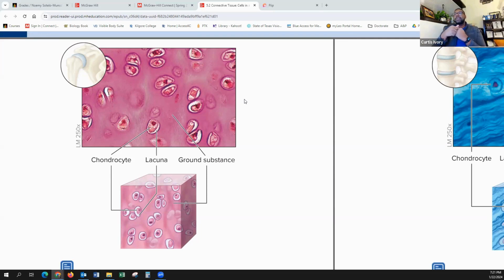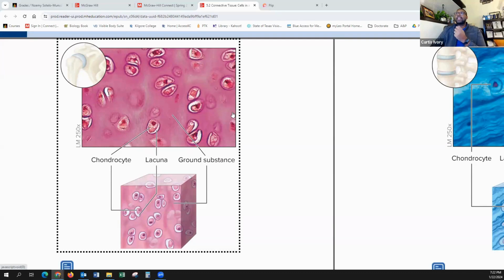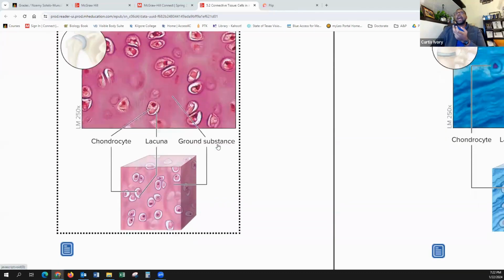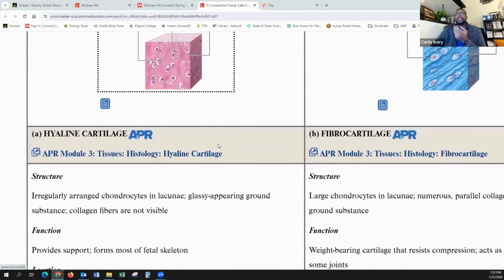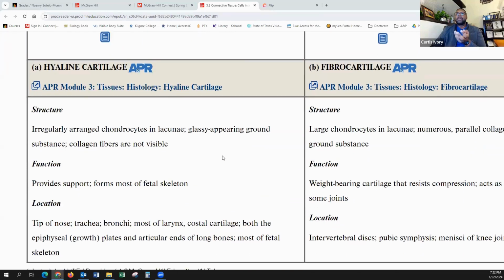Also your meniscus as well. But anytime there are bones articulating or moving with each other, there's going to be some type of cartilage to reduce the friction. And if you look at the end of chicken bones, they have a very shiny end, and this is due to hyaline cartilage. So the function is that it forms most of the fetal skeleton.